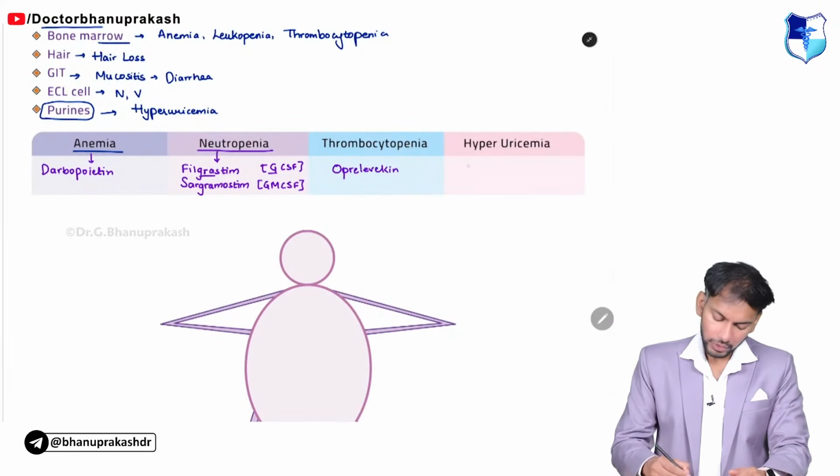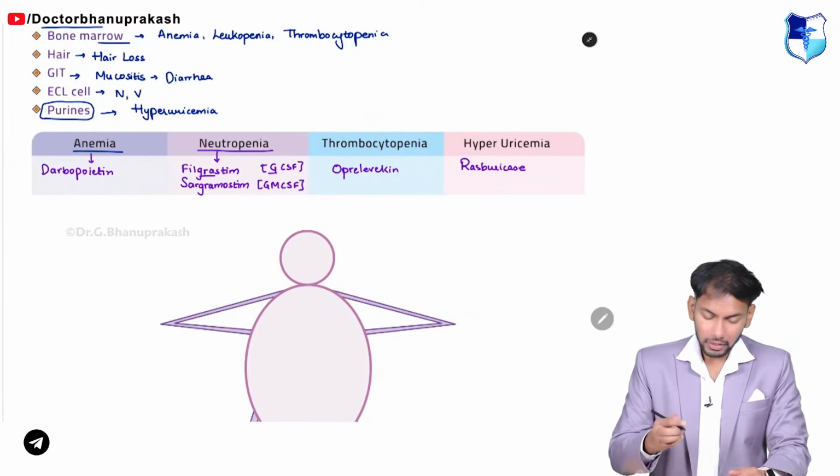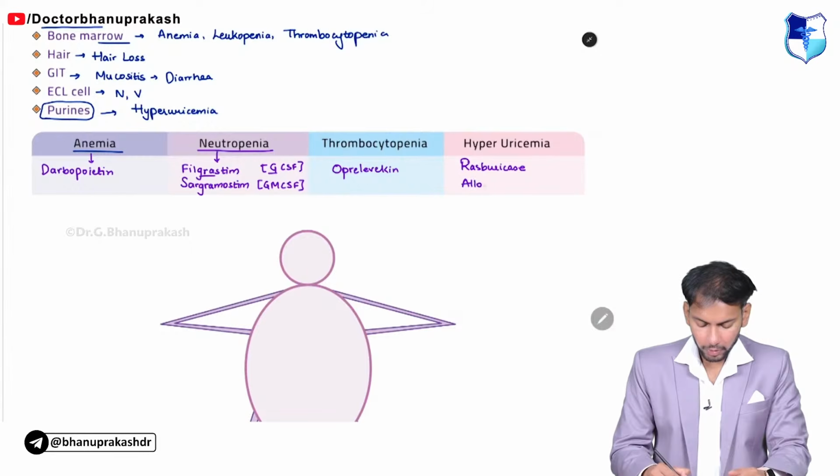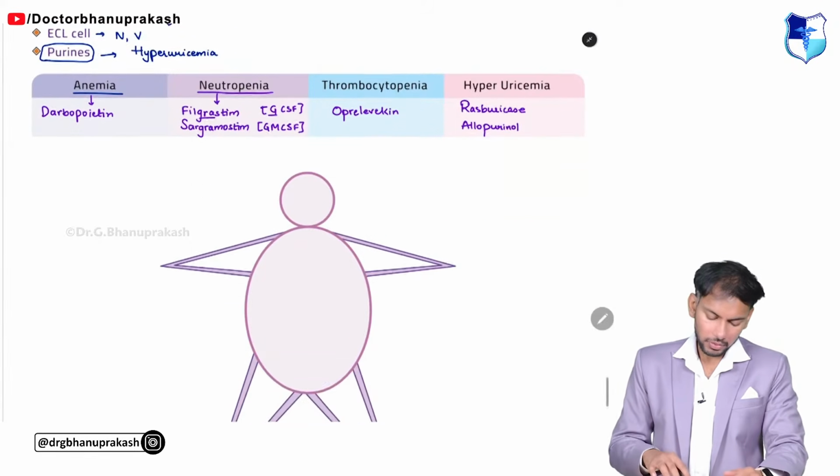Hyperuricemia, what will you do? You can give rasburicase to decrease the uric acid that is already present. To prevent the formation of uric acid, you will give allopurinol. That's all. Now, coming to the side effects.